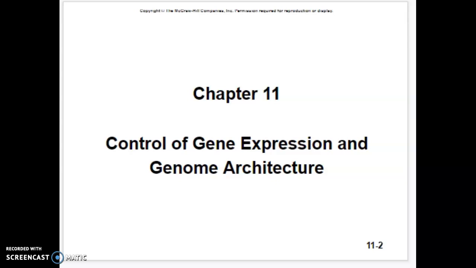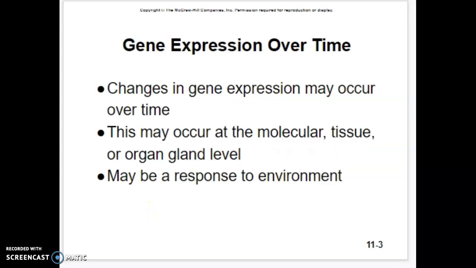Today I'm going to go over how we control the expression of genes. Why are certain proteins made, when, and why, and all that stuff. That's what we're going through today. So keep in mind that gene expression does change over time.